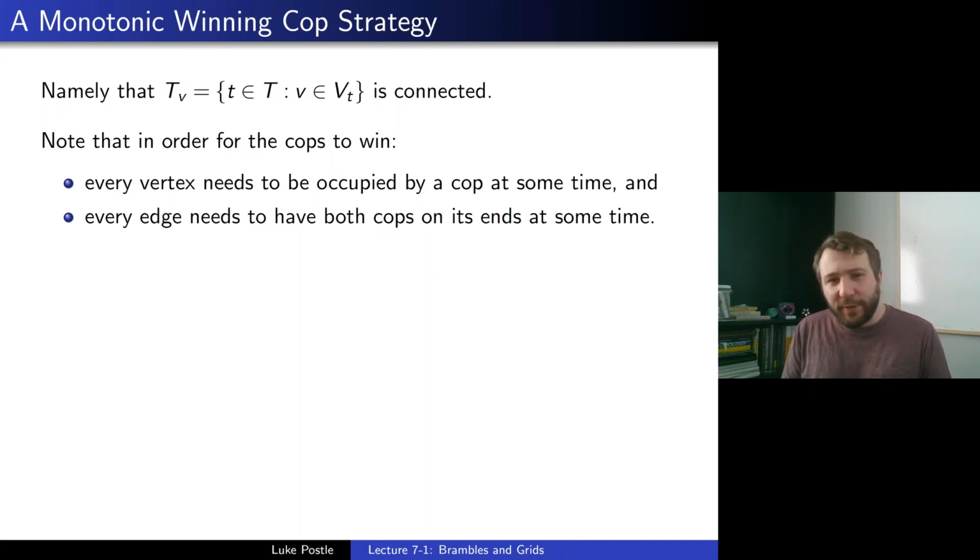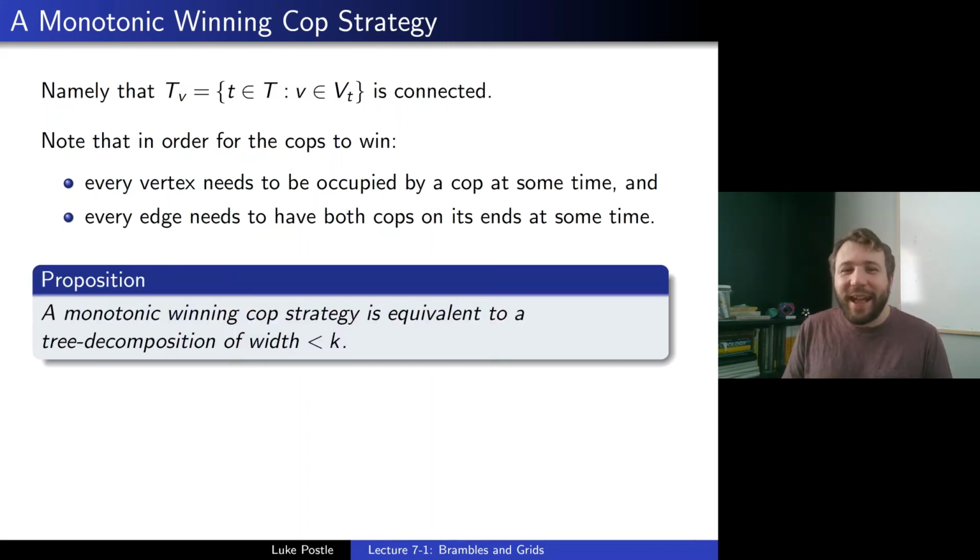So when you put those two together, every vertex needs to be occupied says that the TVs are indeed non-empty subtrees, and the other one says that every edge indeed appears in a bag from the cops. And what is that? That's really then just clear. The following proposition holds: a monotonic winning cop strategy is equivalent to a tree decomposition of width strictly less than k. So again, subtracting the 1 because that's how we defined width. Basically the size of the bags would be the number of cops, the maximum size of a bag. So monotonic winning cop strategies are clearly tree decompositions.